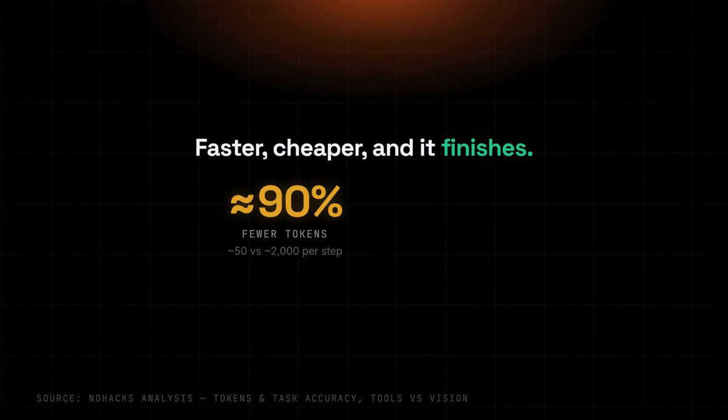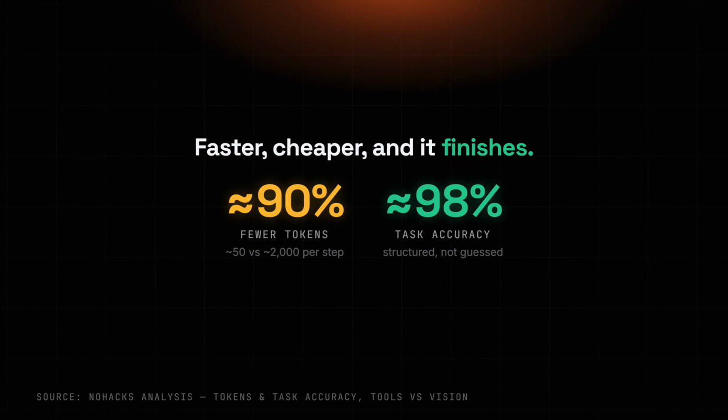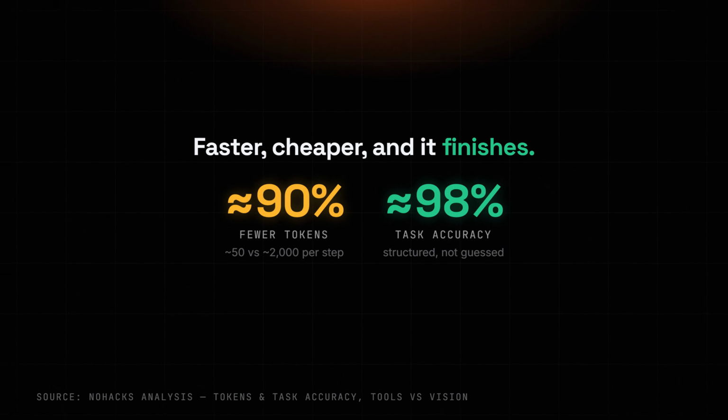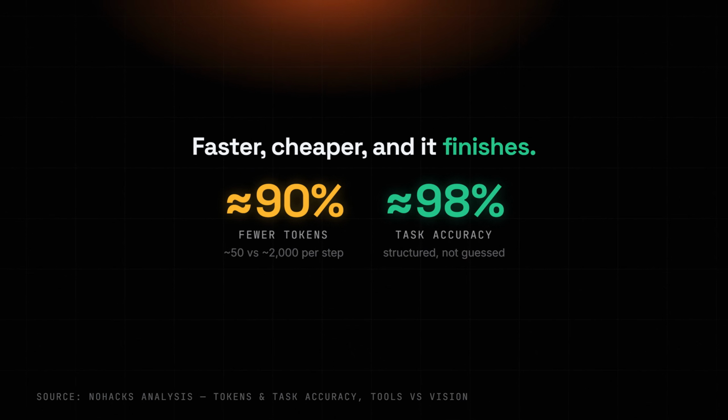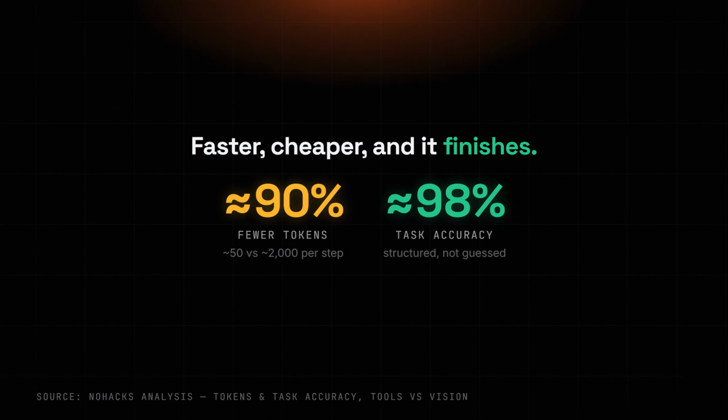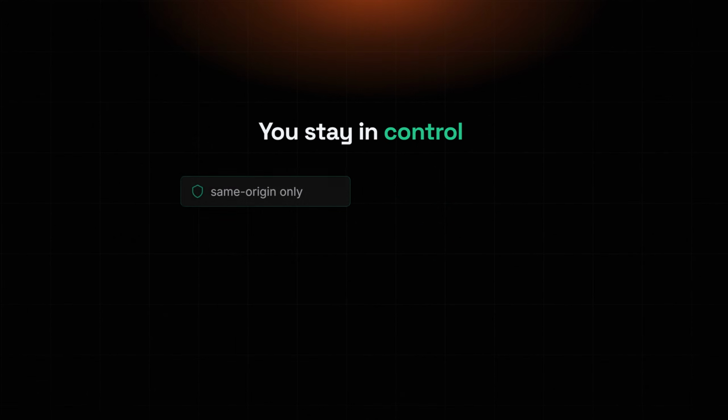It is also far faster and far cheaper. Around 50 tokens for a precise tool call, instead of 2,000 for a screenshot the model still has to decode. Analysts put it near a 90% cut in tokens and close to 98% task accuracy. Faster, cheaper, and it actually finishes, and you stay in control.